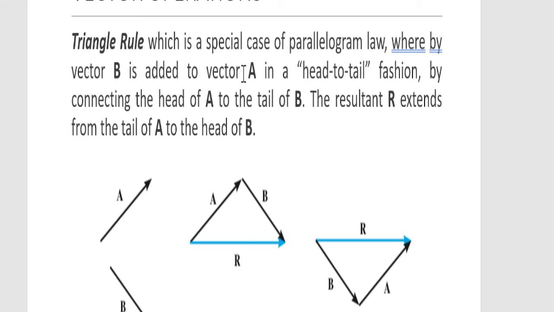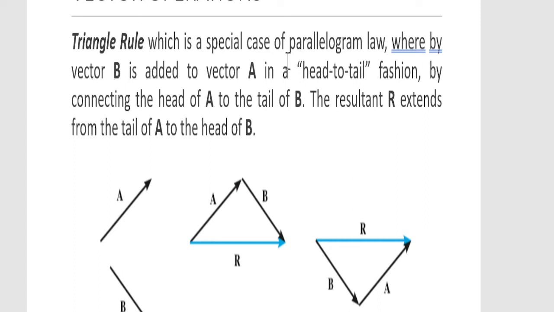So it's a special case of the parallelogram law, and in most problem solving it's much more convenient to use this triangle law, but you might still need to make a parallelogram so that you can get the proper measurements regarding the scalar quantity and the angles made by each of the vectors.